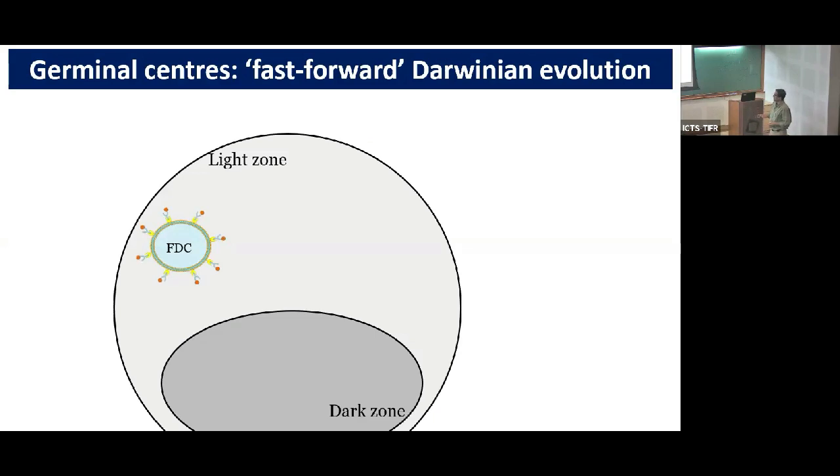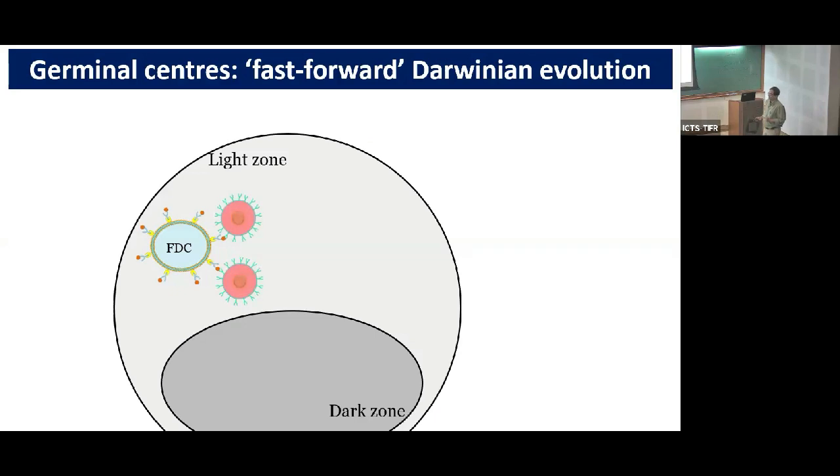In the light zone, there are follicular dendritic cells, and these follicular dendritic cells have receptors on their surfaces which can present antigen. This orange thing here is the antigen, complexed with antibodies. So the blue thing is the antibody there. The yellow are the receptors of the follicular dendritic cell.